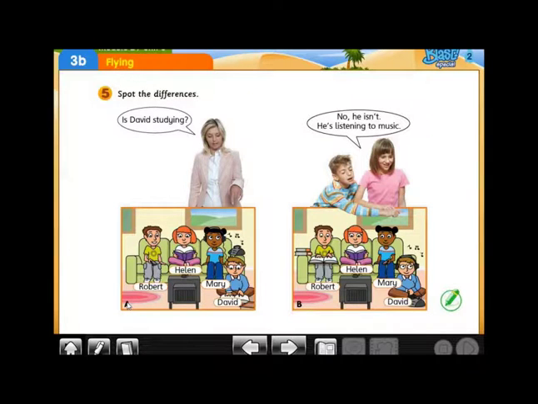In picture letter A, Robert is watching TV. But in picture letter B, sorry, Robert is studying. Helen, in picture letter A, Helen is reading. In picture letter B, Helen is reading too. In picture letter A, Mary is listening to music. But in picture letter B, Mary is watching TV. Please turn the page.